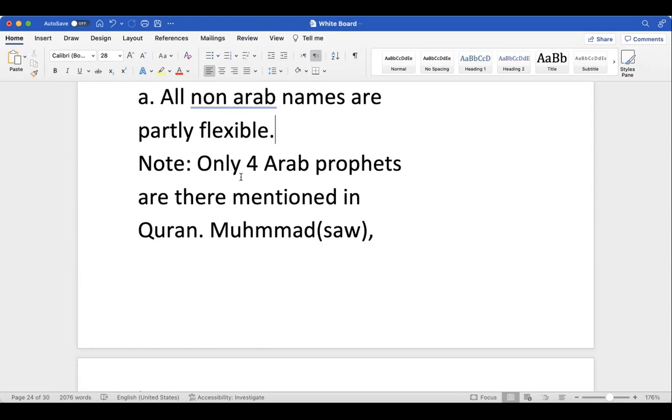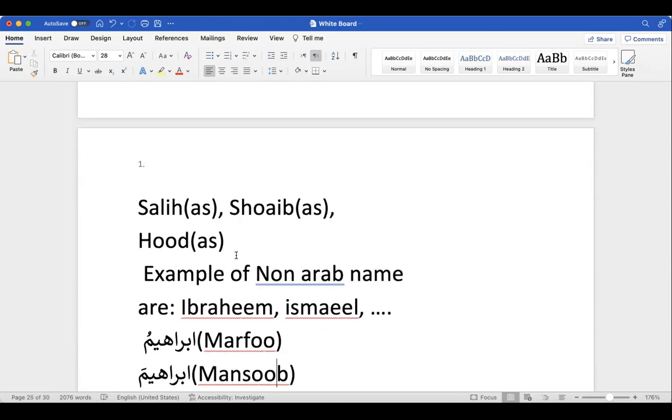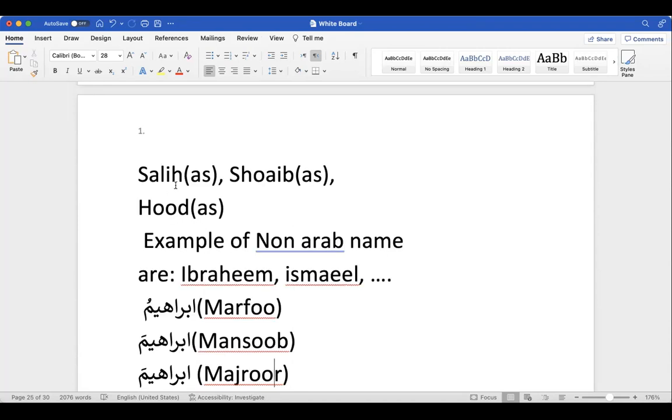We have also discussed yesterday that there are only 4 prophets mentioned in Quran who are Arabs, right? So Shuaib, Saleh, Hud, and Muhammad. So if you write Shuaib, you can write Shuaibun, Shuaiban, Shuaibin. You can write Salihun, Salihin, Salihan, Hudun, Hudan, Hudin, Muhammadun, Muhammadan, Muhammadin, because they're Arab names.